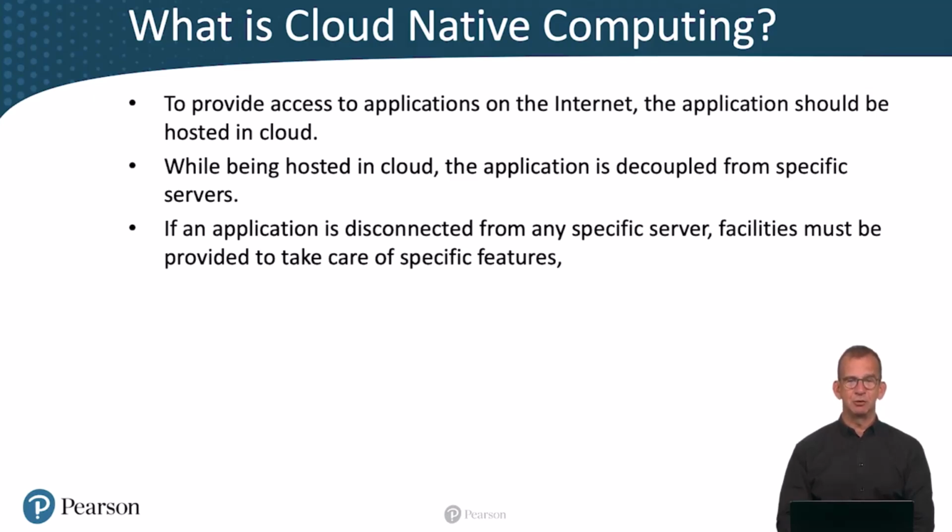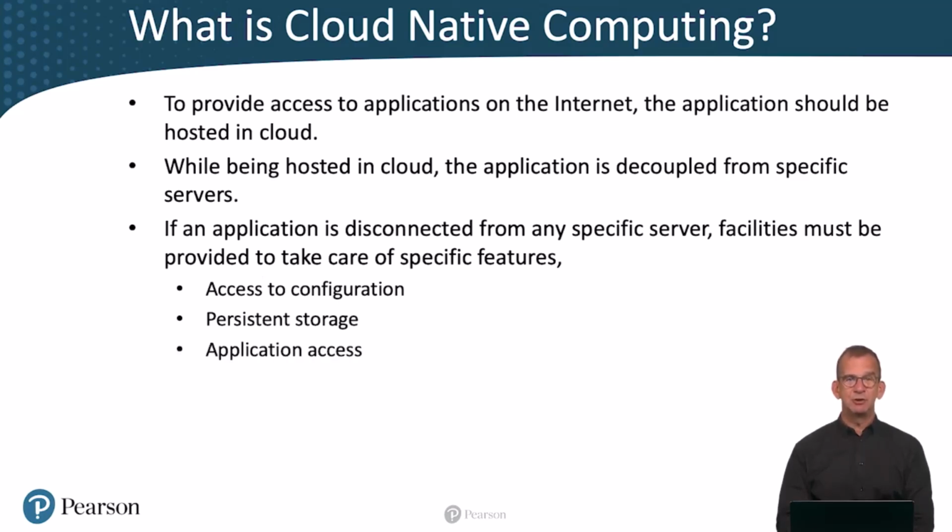So if an application is disconnected from any specific server, facilities must be provided to take care of specific features. Think about facilities that are normally taken care of by the individual server, like access to configuration. Normally, you would have a configuration file somewhere on your server, but how are you going to organize that if you're in cloud? Likewise for persistent storage. If your application is not on a server, then where is it going to store its data? Or application access. You can't address the server where it's running. You need some way to access the application in the cloud. Cloud-native computing is the answer to take care of all problems like these.